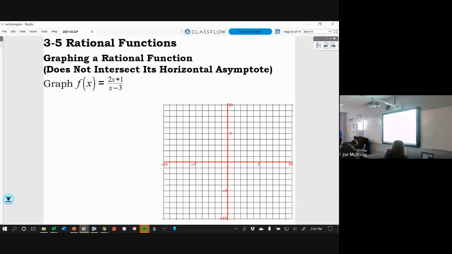2x plus 1 over x minus 3. Good. Do we have a vertical asymptote? Yeah. At x equals 3, right? We took the bottom, x minus 3, and set it equal to 0. x minus 3 equals 0. Add 3 to both sides. We have a vertical asymptote at 3.